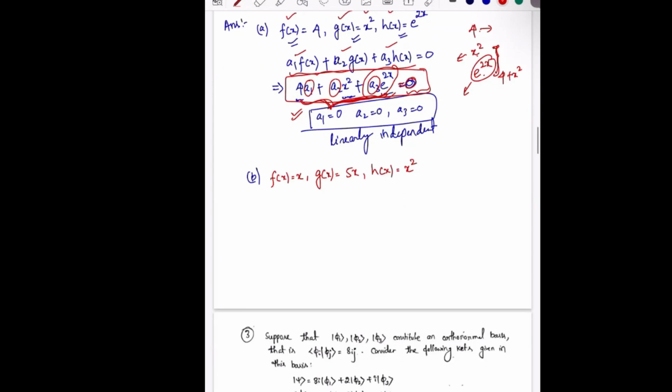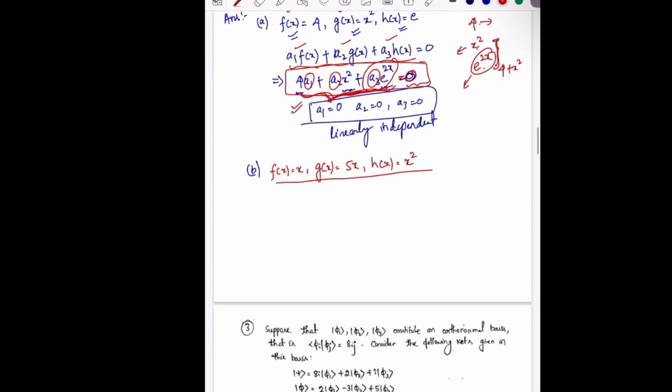Now the second one is f(x) = x, g(x) = 5x, and h(x) = x². Now, if you compare f(x) and g(x), you can see these are related. One is x and the other one is 5 times f(x). So g(x), which is 5x, you can write as 5 times f(x). So you can also write it as 5 times f(x) plus 0 times h(x).